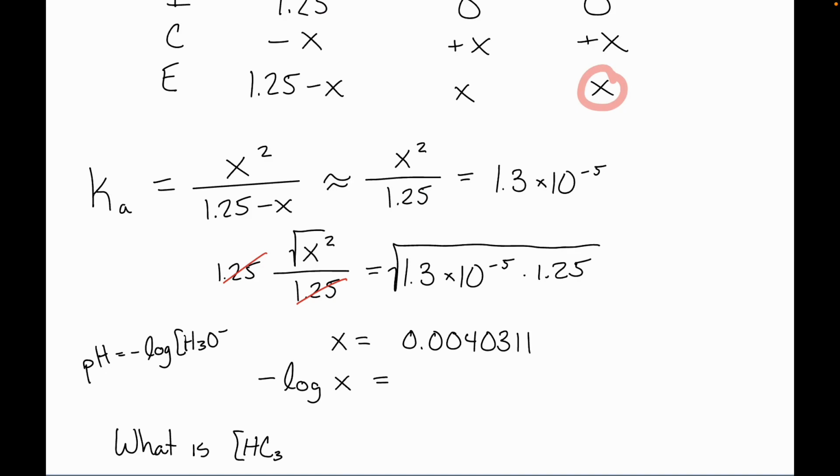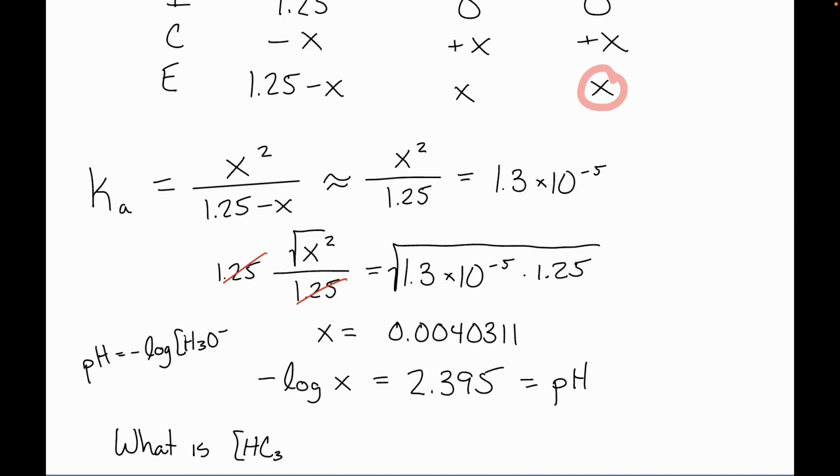Now I take the negative log. Okay, 2.395. Just making sure everybody's paying attention here. All right, thank you. But yes, I totally forgot to take the square root. So actually, if I don't forget to do that, my x value is a little bit bigger, 0.00403. And so my negative log, my pH, is 2.395.